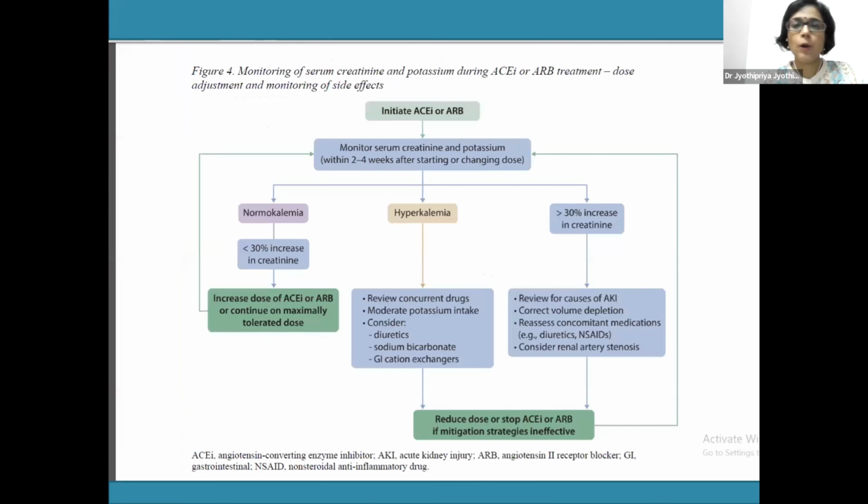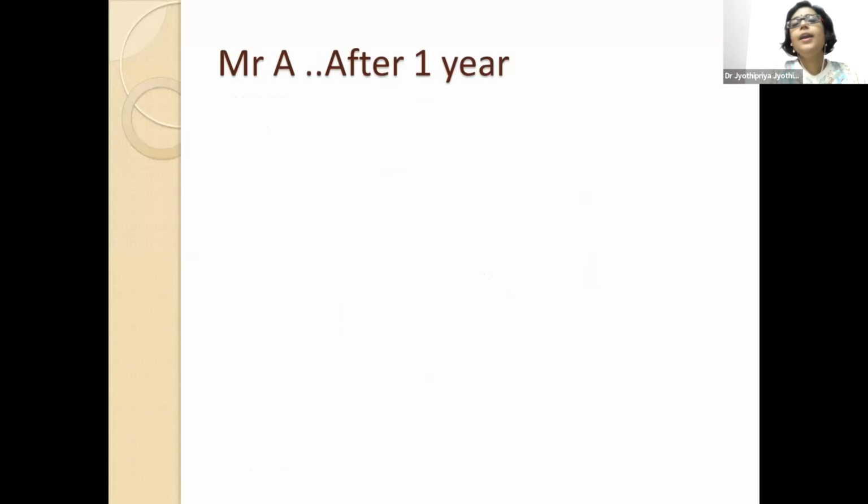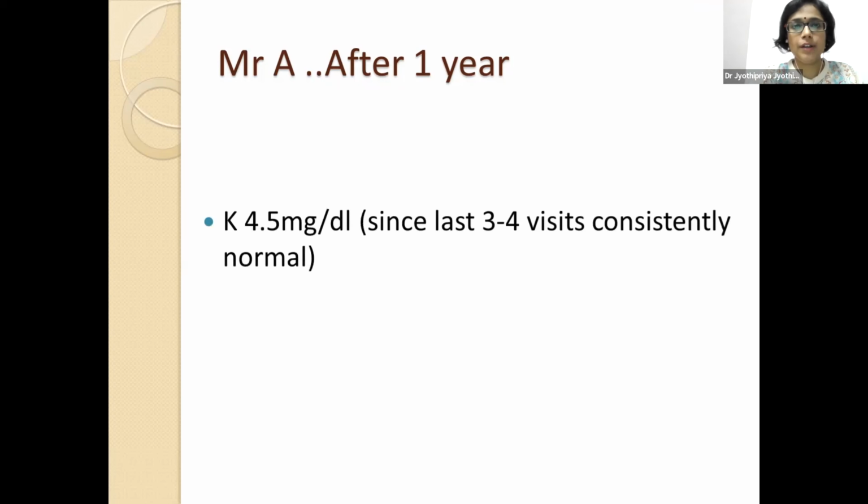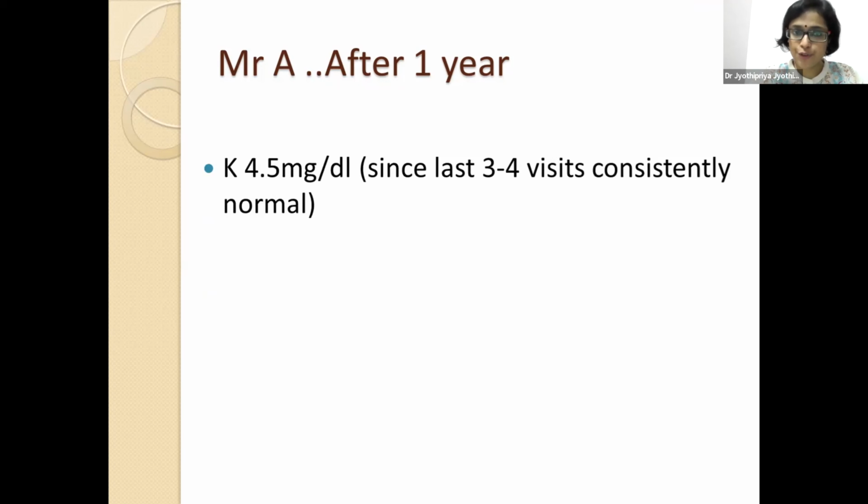Now this has already been explained. The main thing is, if the initial strategies fail, we can go for reduction of the ARBs. Now again, with diet modification and other measures, the potassium became controlled. After 1 year, he again came for follow-up. Now the potassium is around 4.5, and in the last 3-4 visits, it is almost stable.